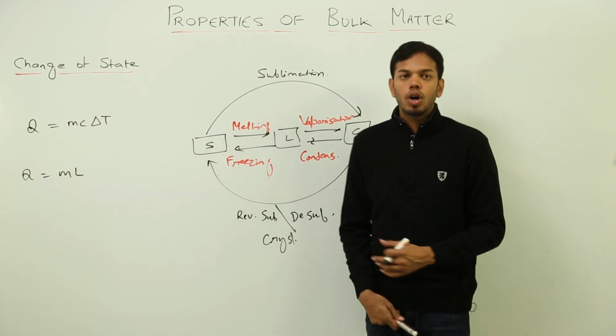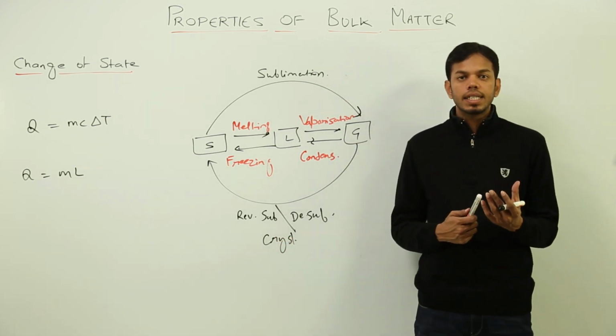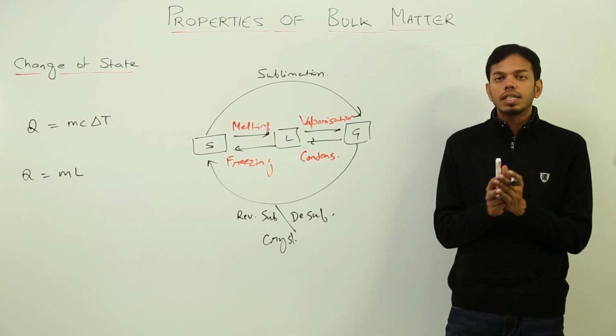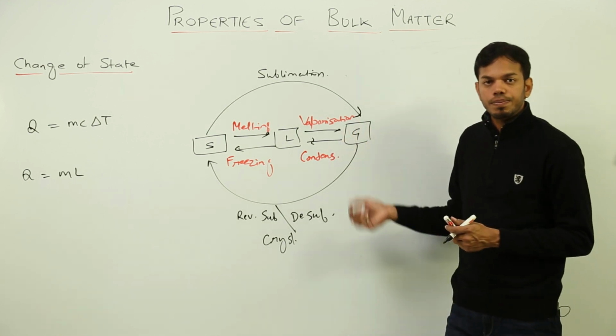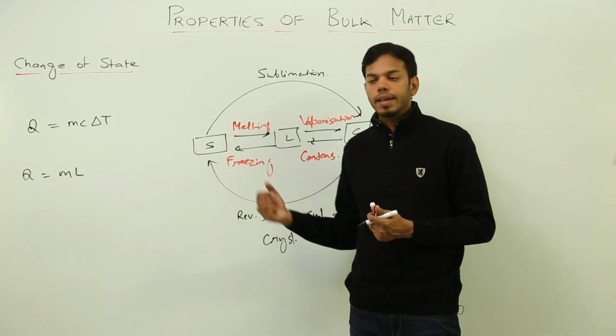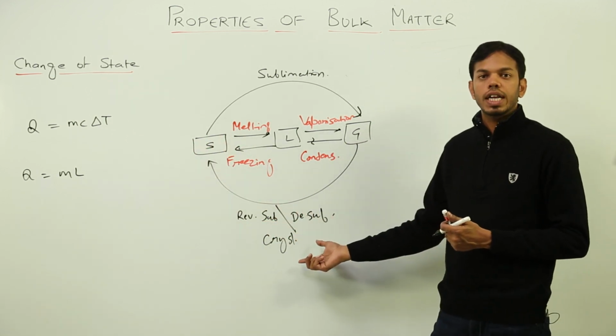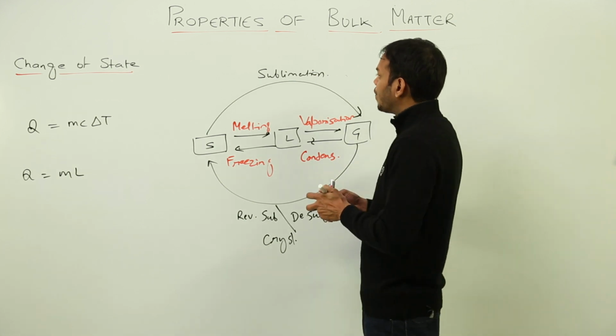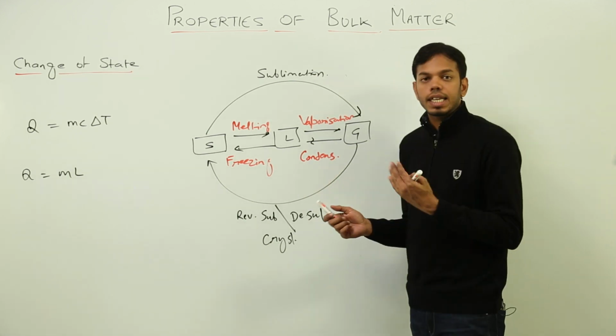Crystallization, why do we call it that? Because have you seen ice flakes, ice crystals? Ice flakes are basically ice crystals. So all those gaseous vapors are getting crystallized to form the solid again. That is why sometimes it is also referred to as crystallization. So these are various changes in states of matter.